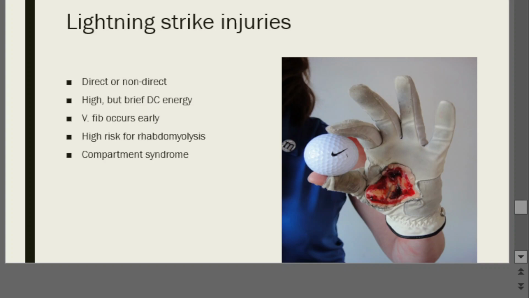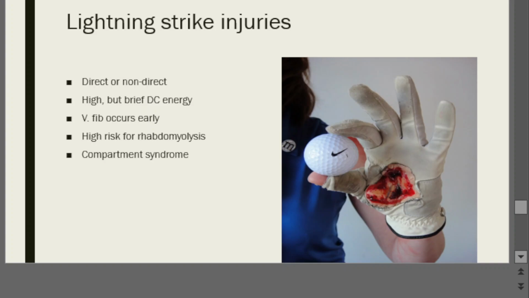So shame on them. This is a high but brief direct current injury or energy. And VFib can occur, but it often occurs early on in this patient. So we need to consider defibrillating this patient as quickly as possible if it allows.